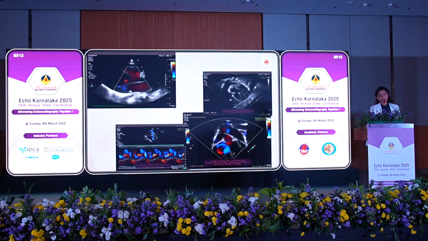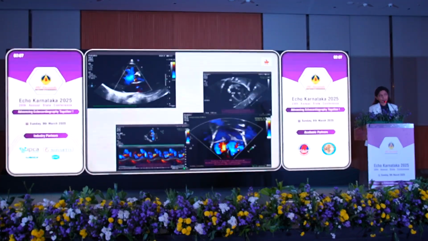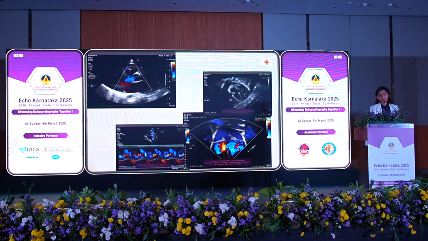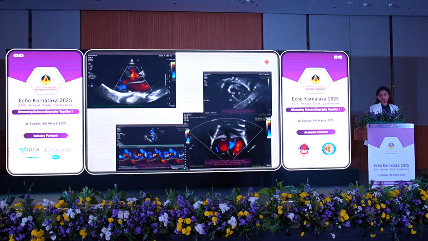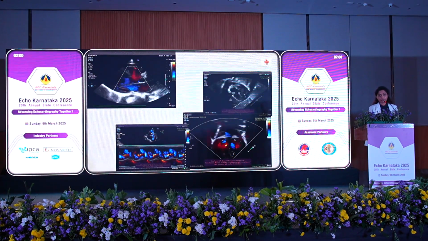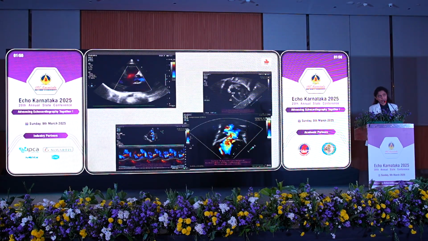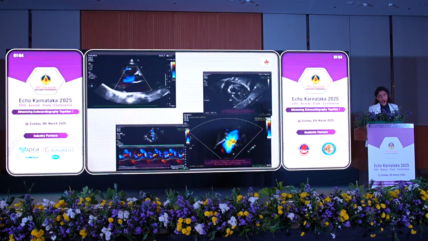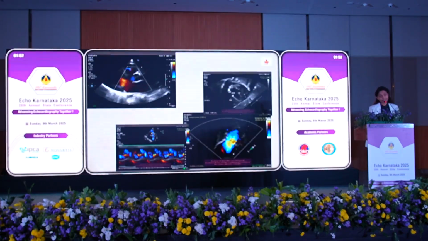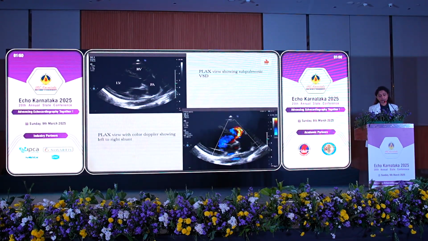Some features for us to say operable on echo are presence of LA and LV dilatation, significant left to right shunt demonstrated across the VSD, and increased pulmonary venous return. These tell us most likely the child is operable. This is apart from the clinical examination, ECG, X-ray, and then we look at the echo. Most of the times, without a cardiac catheterization, we can decide on operability in these children.